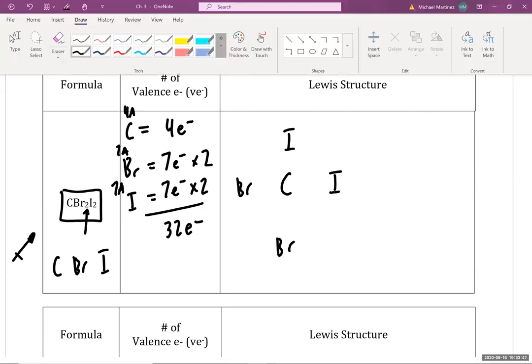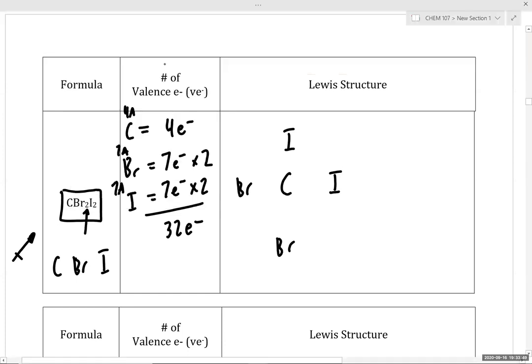And now that I have my skeleton, I'm going to form 1 bond each. 1, 2, 3, 4. We then subtract 2 electrons per bond, or 8, and we have 24 electrons remaining. Does that make sense to everyone? Yes.